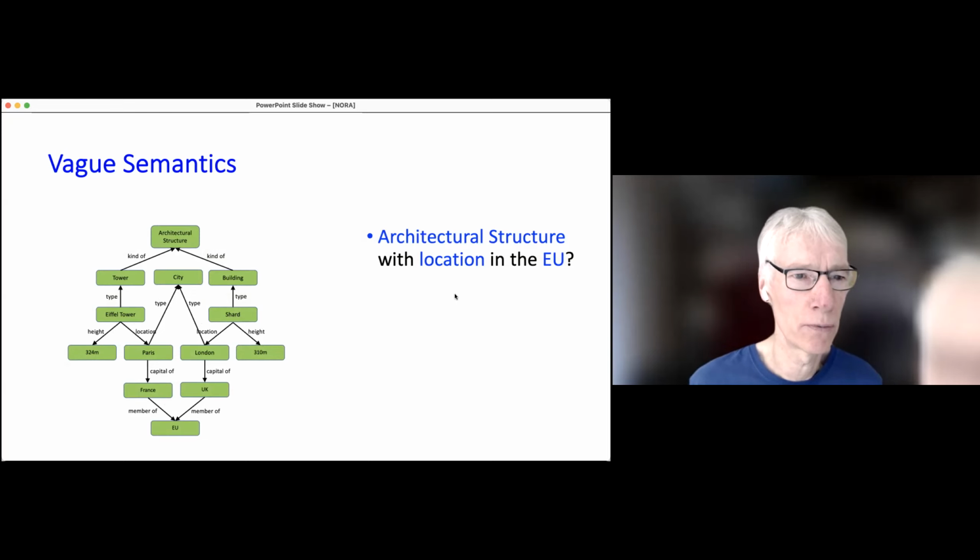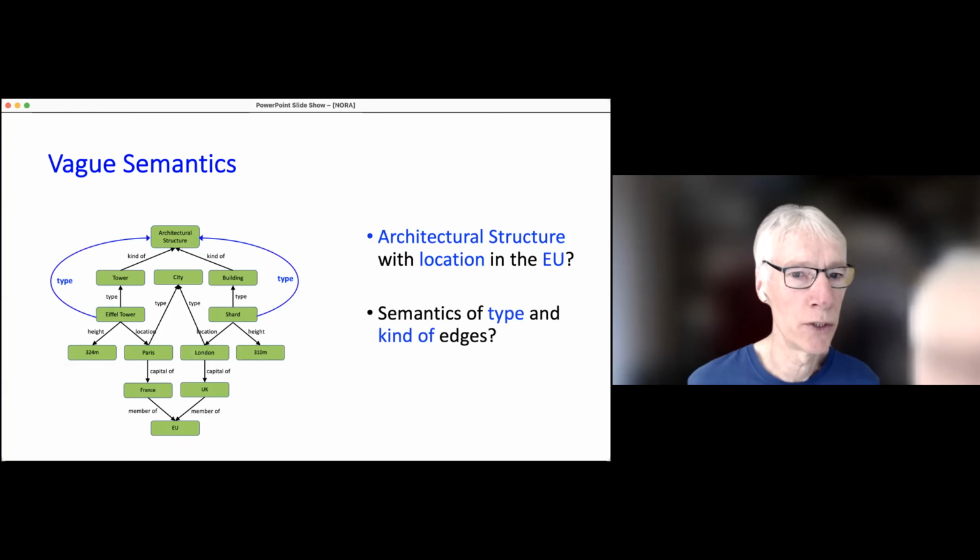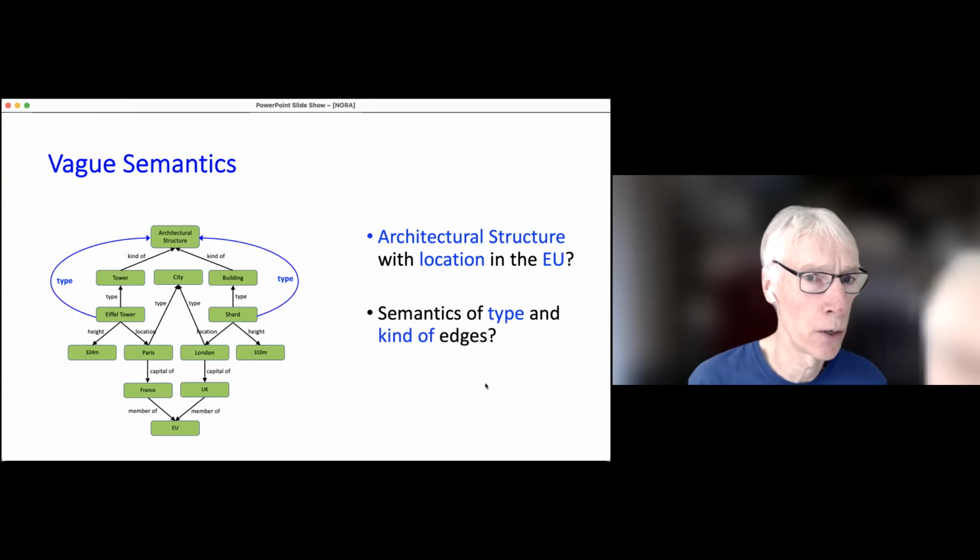But from a computational point of view, it's actually not so easy to understand how we would really answer it, because the information is intuitively there, but the semantics isn't clear. For example, in order to answer it, we have to make some assumptions about the semantics of type edges and kind of edges. We probably imagine that if the Eiffel Tower is a tower and a tower is a kind of architectural structure, then the Eiffel Tower is also a type of architectural structure. But this isn't explicitly stated in the graph. So again, answering the query becomes difficult.